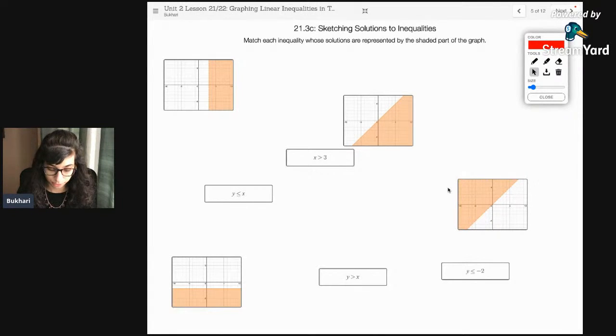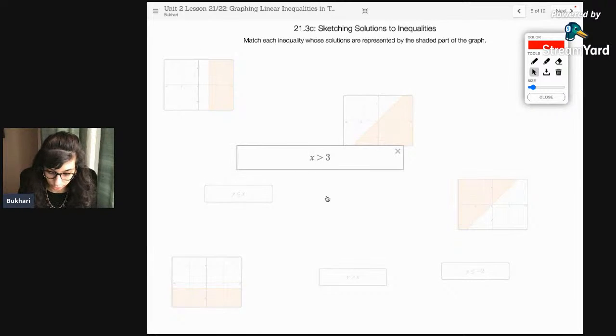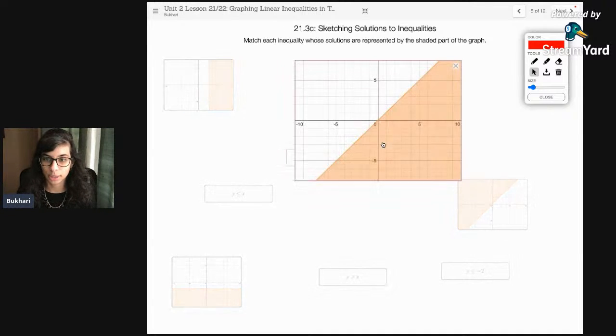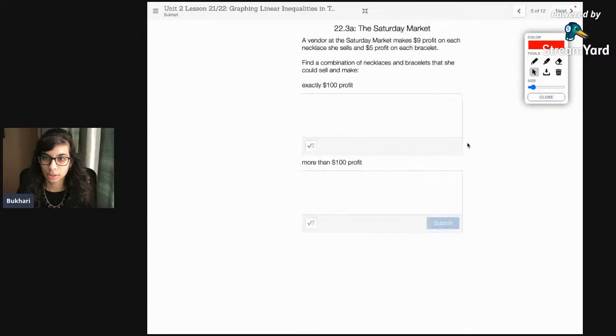In 21.3, you are now matching your equations, right? Some of these are a little more straightforward. X is greater than 3. So now we want any x value that is greater than 3. Now, what does that look like? And just a quick reminder, this represents your x-axis, your horizontal axis, and this represents your y-axis.